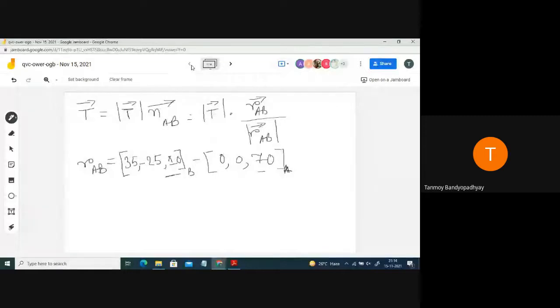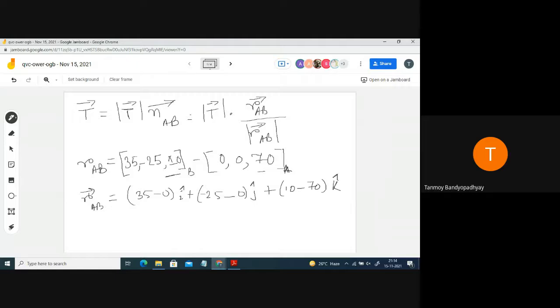So once I get these coordinates, now I can write the vector AB. So let me find out what is vector AB. That will actually be 35 minus 0 i cap, plus minus 25 minus 0 j cap, plus 10 minus 70 k cap.